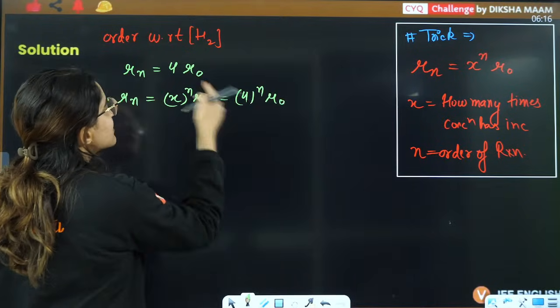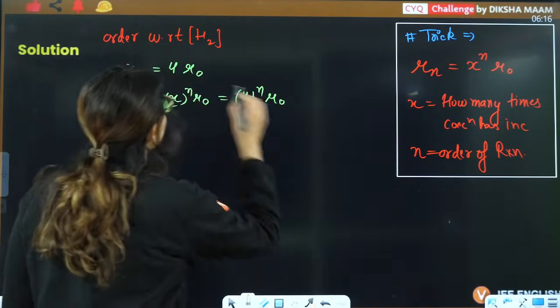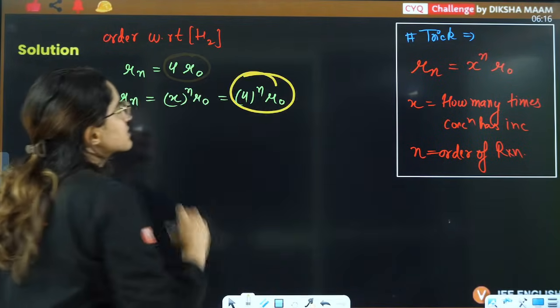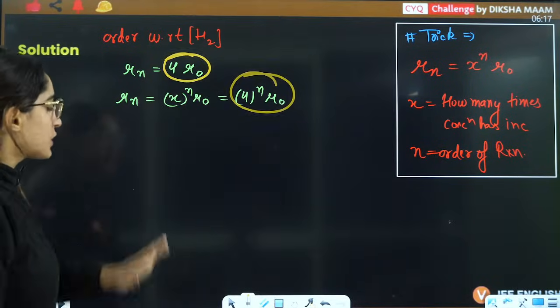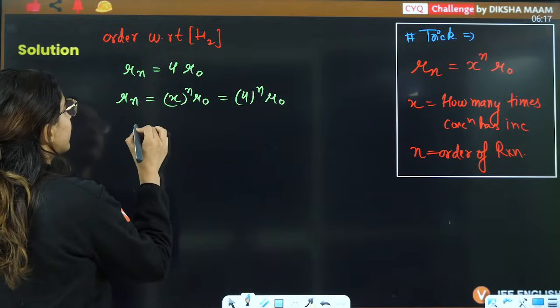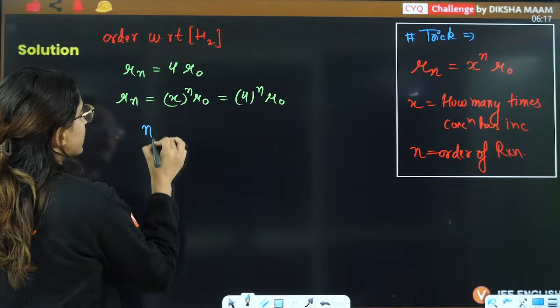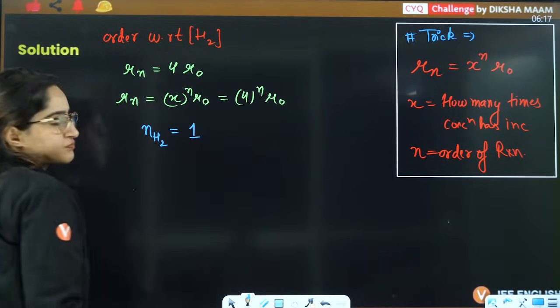So it is clearly seen. If I want to make these two things same, what I will do? It should be 4 raised to power 1 is equal to this. That means I can clearly see the order of the reaction with respect to H2, I'll write n H2, that is going to be 1.